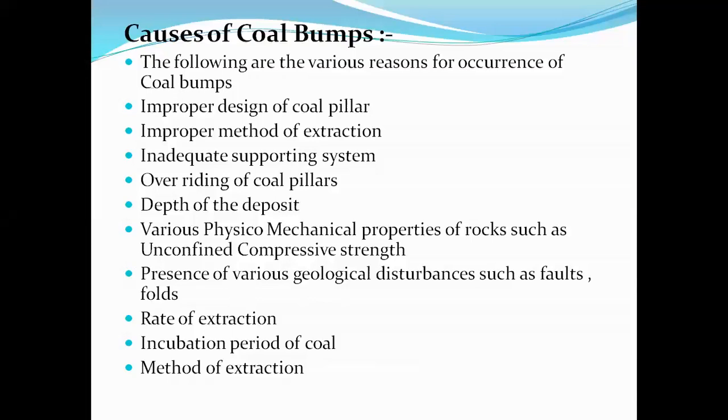Next, the rate at which the coal is being extracted, the rate of extraction. In case of a faster rate of extraction with the proper method of mining, we won't give much time for the stress to concentrate over a given pillar or location, because the rate of extraction is very fast. If the rate of extraction is very slow, and as we keep on developing the pillars, the concentration of stress acting due to overlying strata on the pillars will be more. So the rate of extraction is another factor which influences the cause of coal bumps.